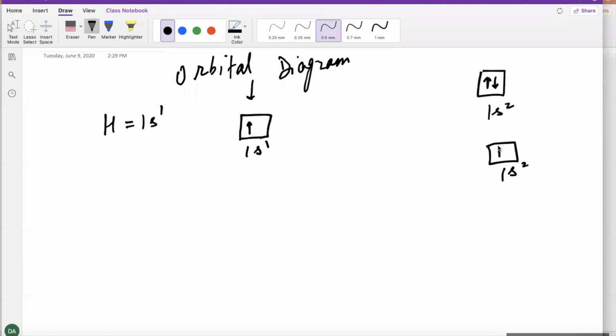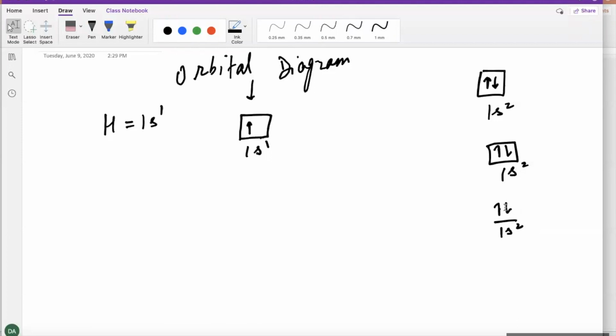Now, there's another way to show 1s2. When you're writing the arrow, you don't have to draw the complete head, just half, and this is also okay. It's also common that you're going to see 1s2 written without a box, just a line, and then you show 2 electrons like that. So you can show it as any of these 3.